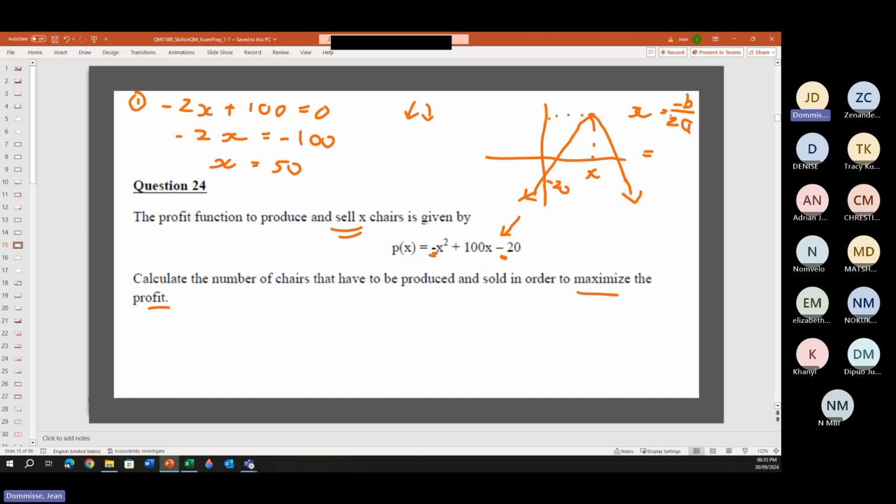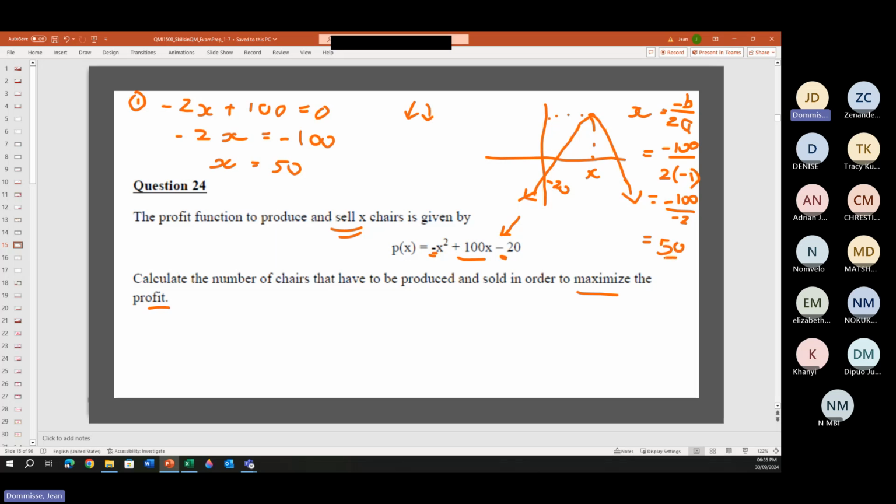you guys would remember something like a formula of minus b over 2a. And then if you look, that is the b, so it's minus 100 over 2 times minus 1. So minus 100 divided by minus 2 is also 50.